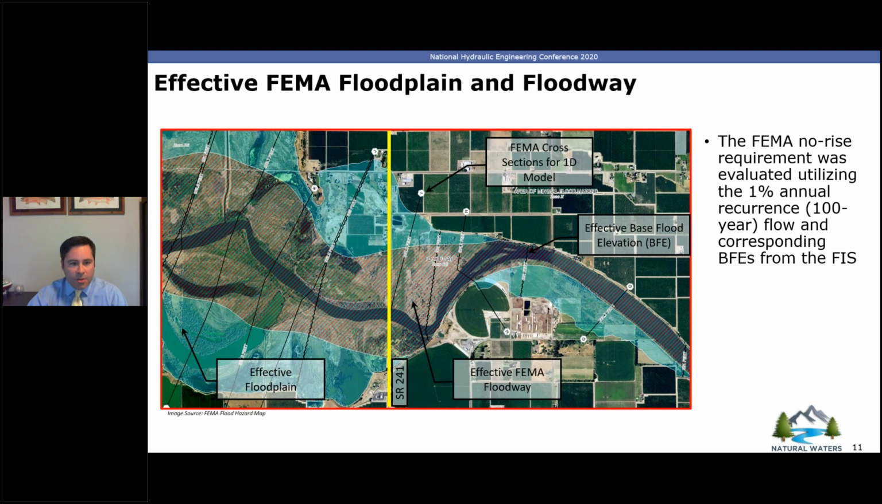It shows the base flood elevation as the squiggly lines, the FEMA cross sections that were utilized for the original effective 1D model, and also the yellow line, which is State Route 241. The bridge in question, the main stem, is obviously over the main stem, and then the floodplain bridge is located on the bottom just below the main stem bridge. Also noted on this is the downstream boundary condition that ended up being utilized for the modeling effort, and that was the base flood elevation of 661 shown on the right-hand side of the graphic.